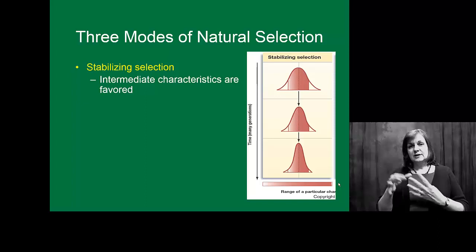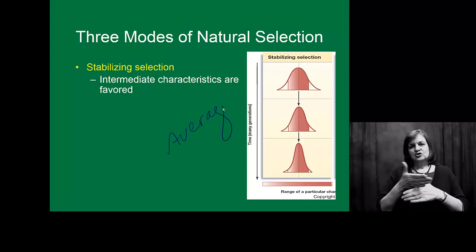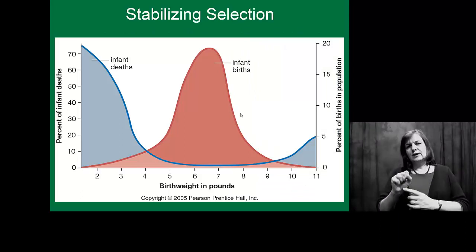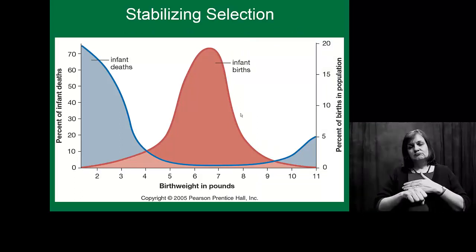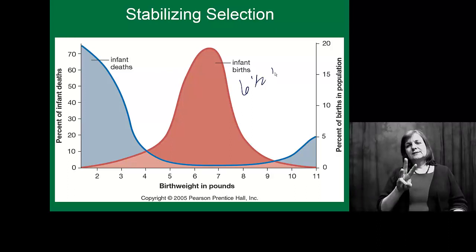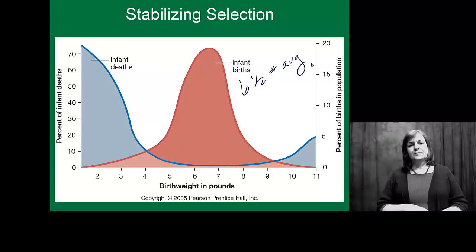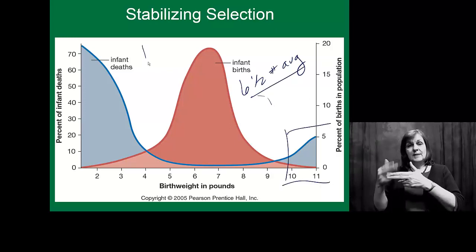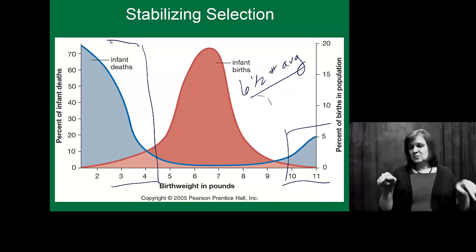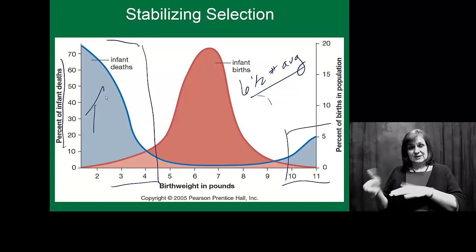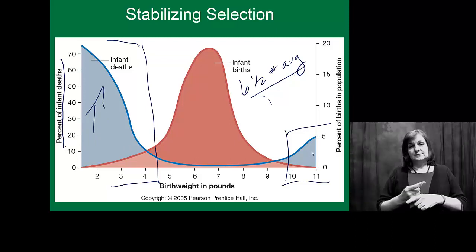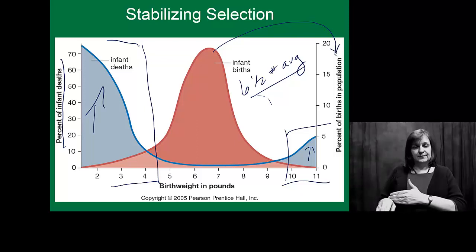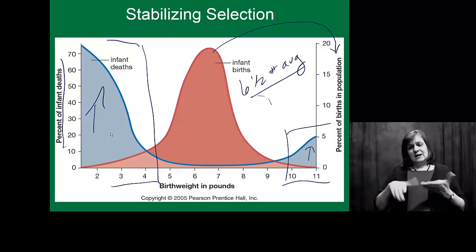In stabilizing selection, as we said, everybody becomes average. Well, why would that happen? Well, let's look at infant birth rates in the human population. Infant birth rate sits around about 6.5 pounds on average. Individuals that are born larger than that, so over 10 pounds, and smaller than that, under 4 pounds, we look at percent of infant death rates going way up for those individuals, right? This red curve is actually percent of births, okay? And percent of infant deaths is in the blue. So this is death.